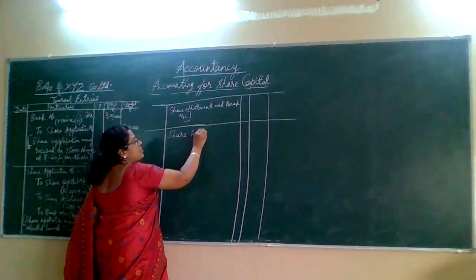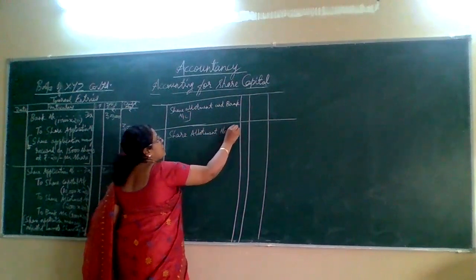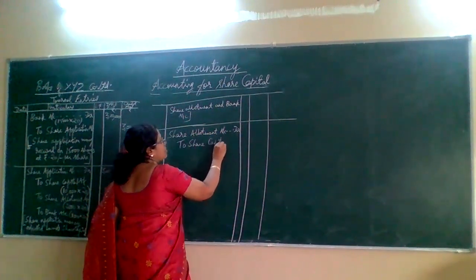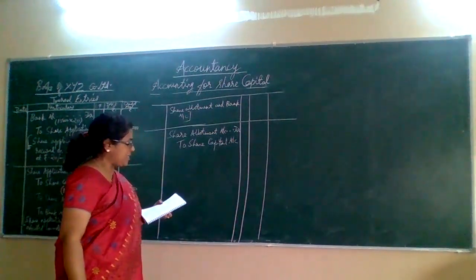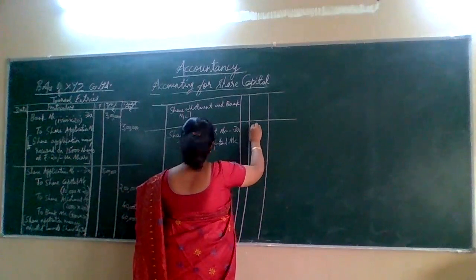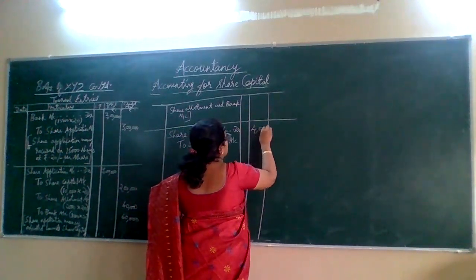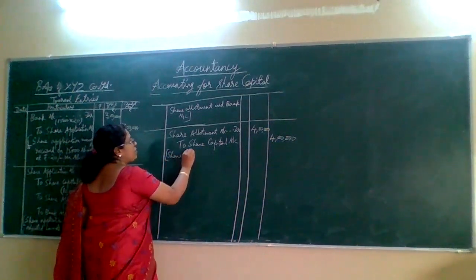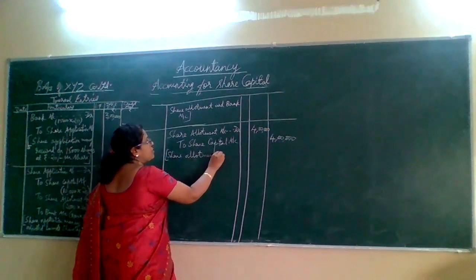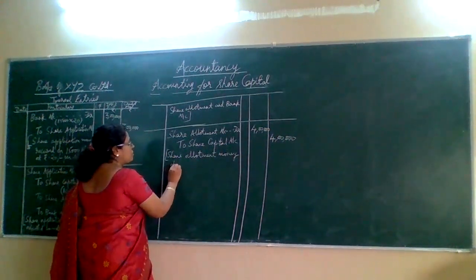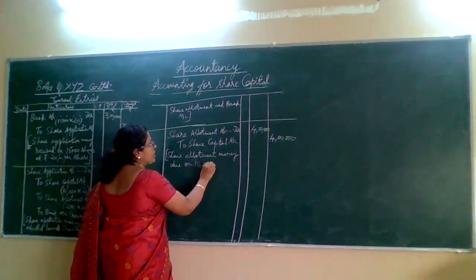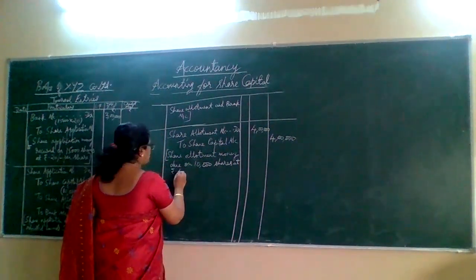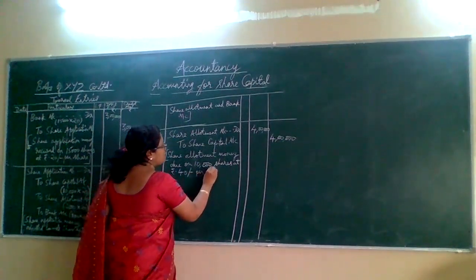So share allotment account debtor to share capital account. 10,000 shares and allotment money is rupees 40 per share. So 10,000 into 40 gives you 4 lakhs. Narration: share allotment money due on 10,000 shares at rupees 40 per share.